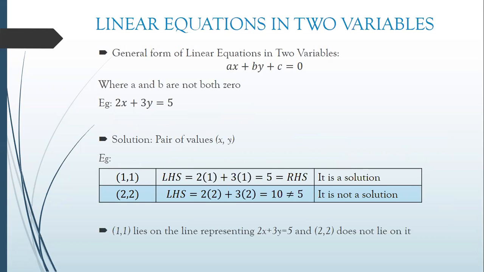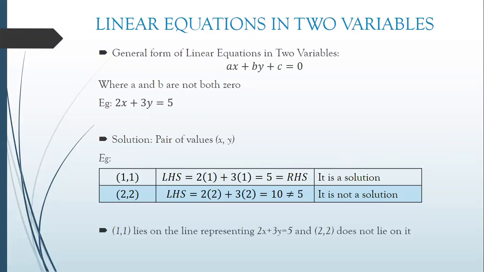We have already seen how we check for the solution of this. So solution will be given as a pair of values x comma y. So first we'll write x and then we'll write the y. For example, if we consider the number 1 comma 1, if we substitute in LHS 2 into 1 plus 3 into 1 is equal to 5, which is equal to the RHS. So it is a solution.